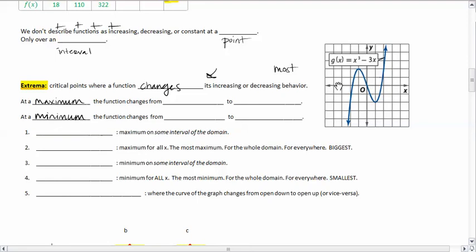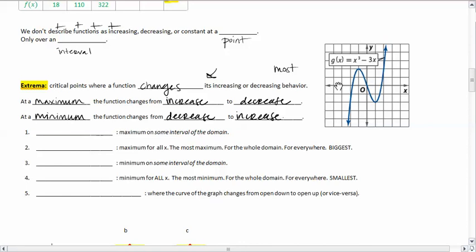So a maximum, the function changes from increase to decrease. Minimum, the function changes from decrease to increase. If you're not sure, draw a picture.